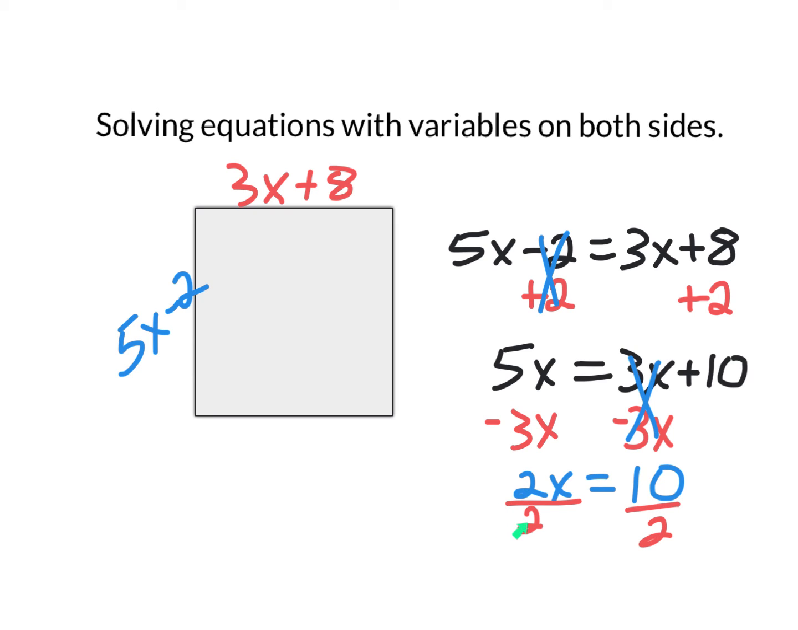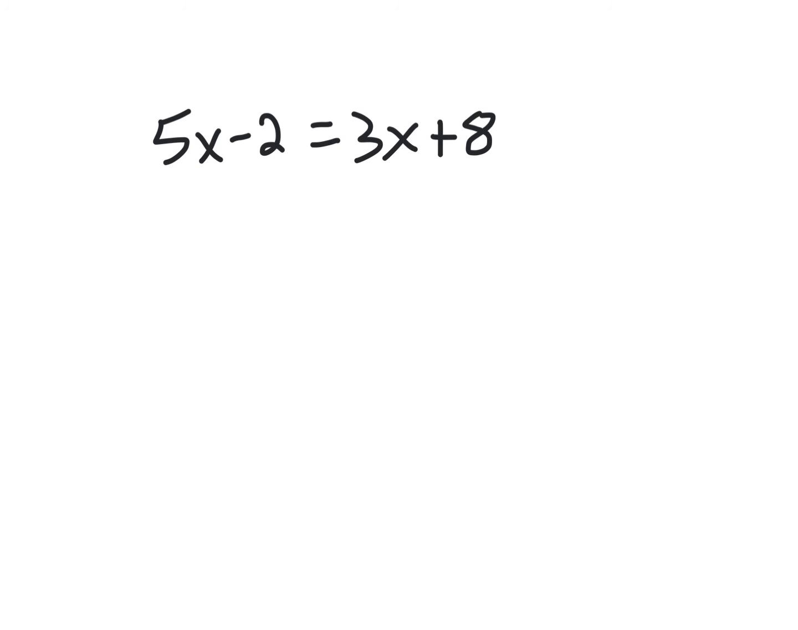2 divided by 2 is 1. So on the left side, we just have x equals, and then when we do 10 divided by 2, we get 5. So x equals 5, and that's our final answer.